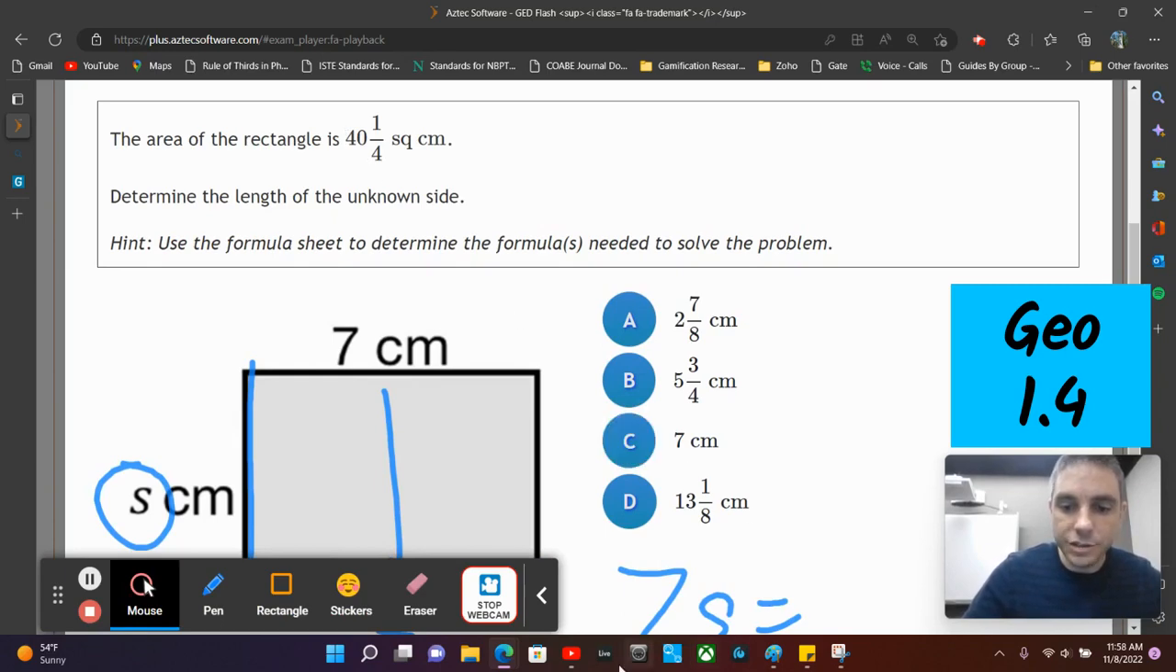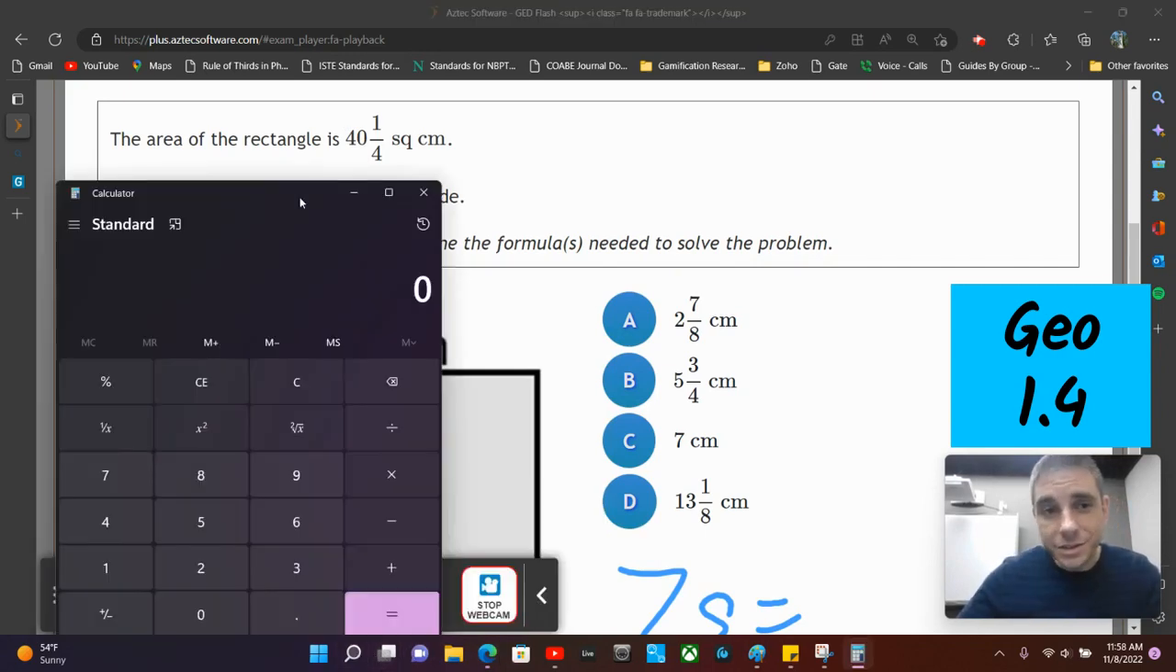Let's take a moment and change that 1/4 into a decimal. So to do that, I'm just going to pull up my calculator and type 1 divided by 4, the top number divided by the bottom number in that order, hit enter, and I get 0.25. If I add that to my 40, I get 40.25. So the total area of this rectangle is 40.25.